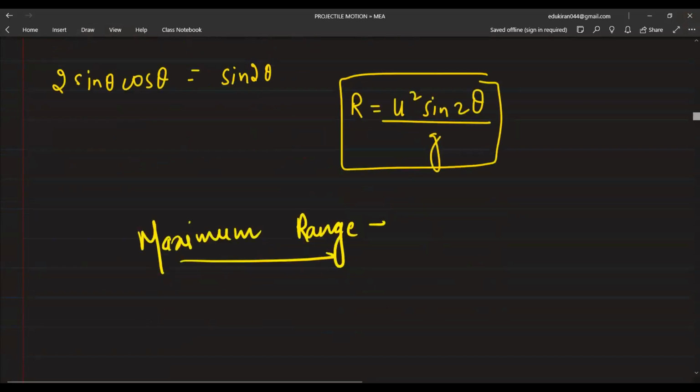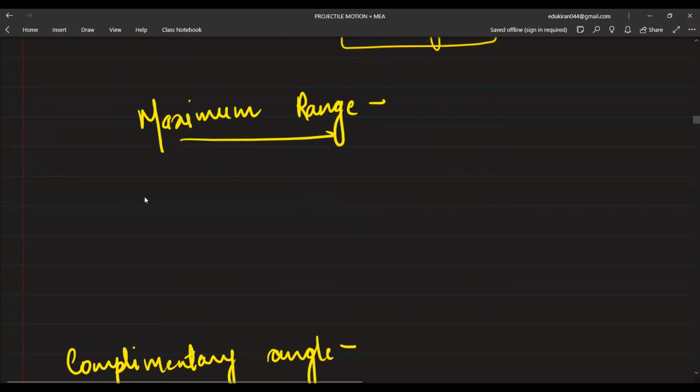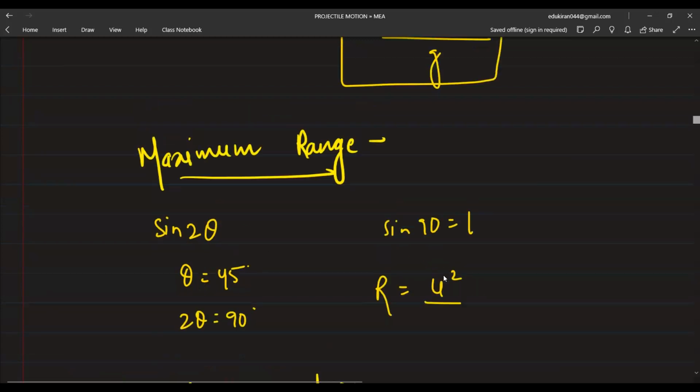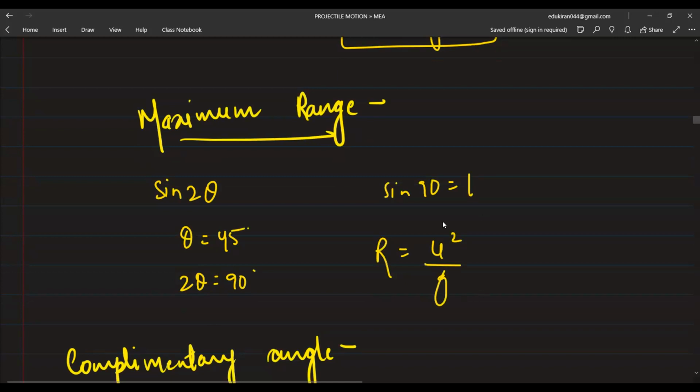Suppose our theta is maximum. We are calculating it for maximum range. So sin 2 theta is present. If theta is equal to 45 degrees, then 2 theta will be equal to 90 degrees, right? Then only we can say sin 90 is equal to 1 and we'll get the maximum range, which is u square by g. Fine. Write down till here.